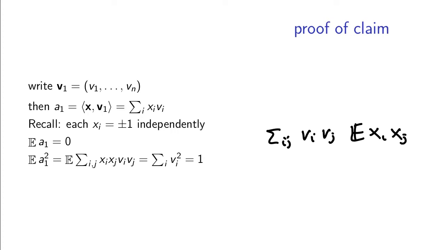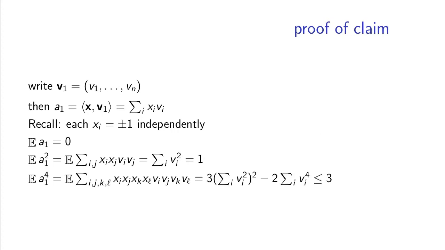v1 was one of the eigenvectors in a basis of orthonormal eigenvectors, so its length is 1. And let's do one more moment of this random variable, and then it will be a standard calculation to see why this random variable has to be reasonably large reasonably often. So finally, let's look at the expectation of a1 to the fourth.